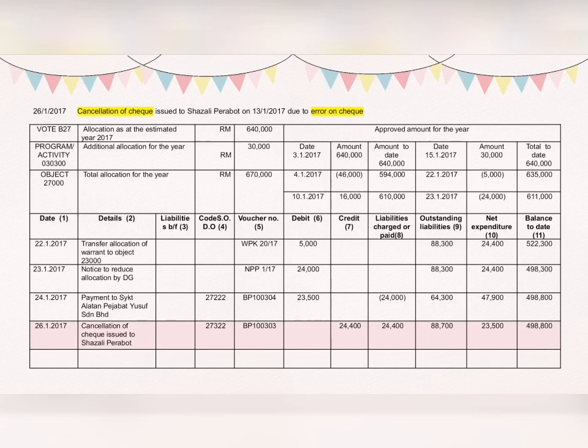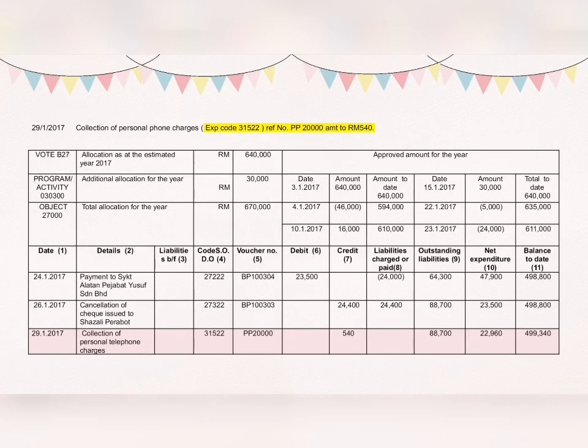to date amount is still 498,800 ringgit, because as we credited the amount, it increases the balance to date to 523,200 ringgit, but then we increase back the liability charge. So now the balance to date became 498,800 again. And finally, the last transaction is a collection of personal phone charges amounted to 540.